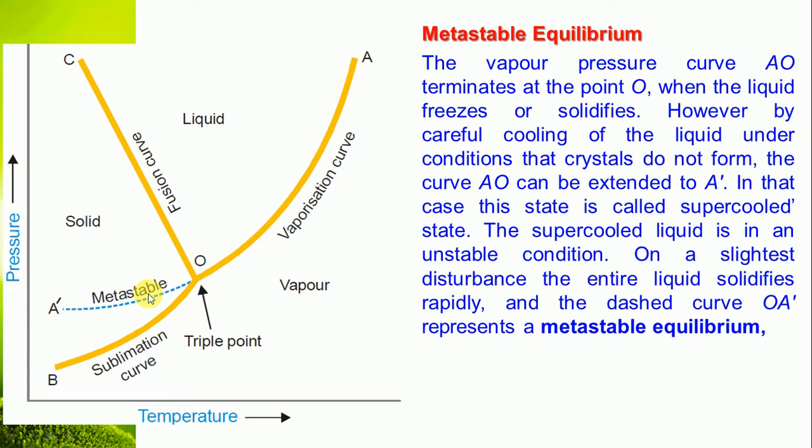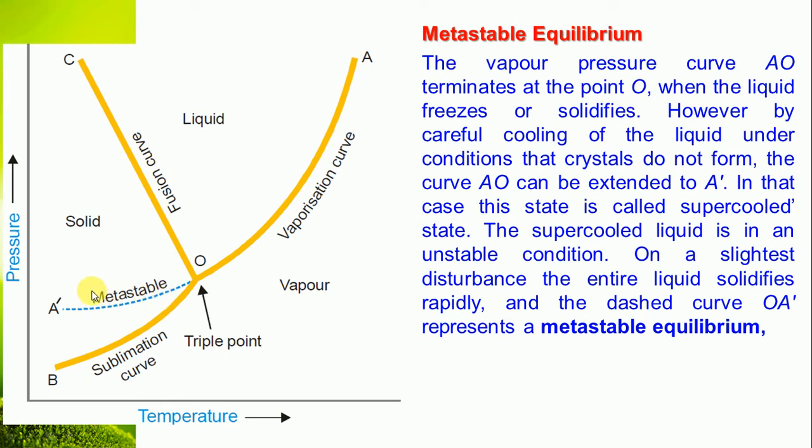If we slightly disturb this liquid, if you shake this liquid, then this liquid will rapidly solidify into ice. That is why this curve will not be a real curve, and it stays for a very short period of time. That is why we are calling this a metastable equilibrium.